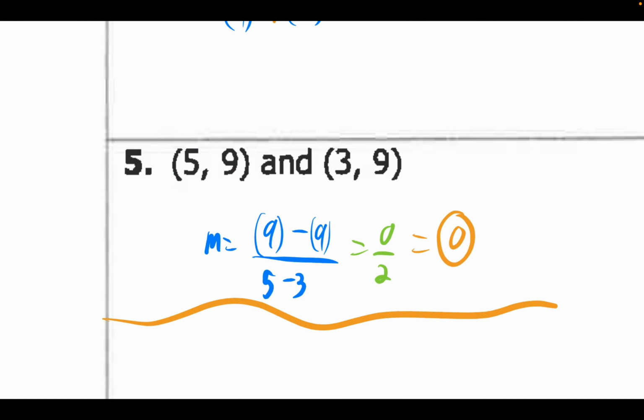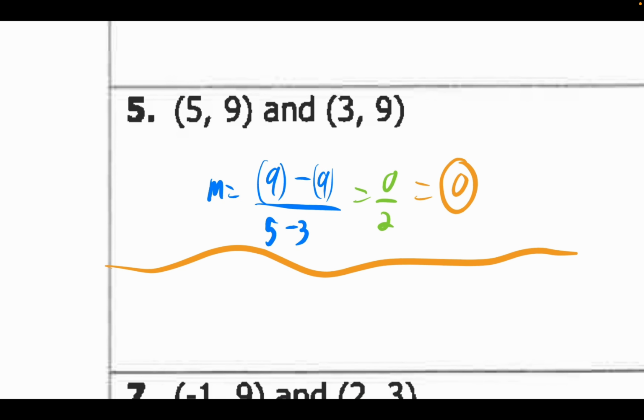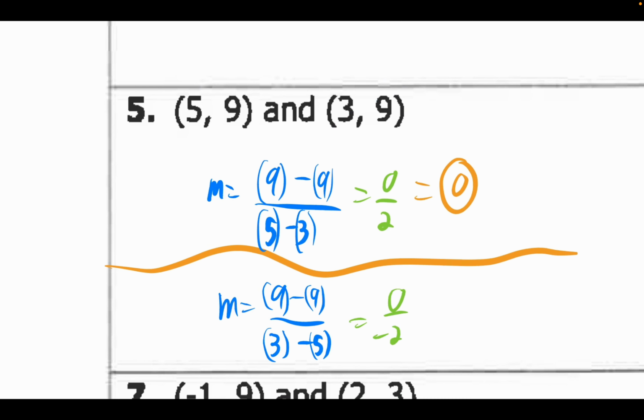And the reason it wouldn't matter which one you put first there is, let's say I do switch it around and I say, okay, now this time, I forgot to put parentheses around these, I put this one first, and so meaning I put this x value first on the bottom. And so I have 3 minus 5. Well, guess what? I get 0 divided by negative 2, which is still 0.